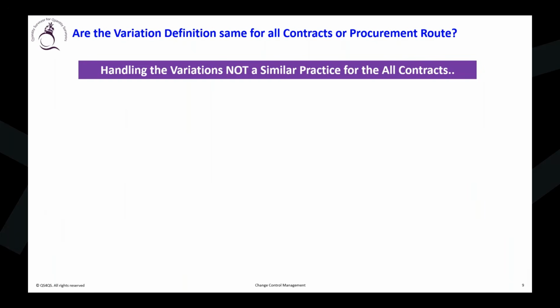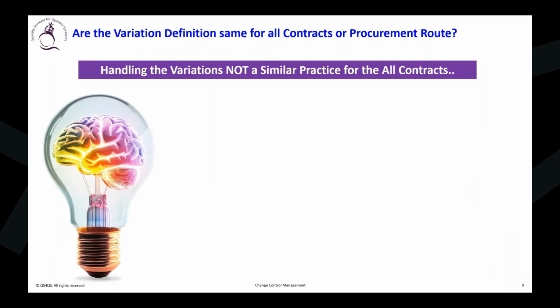Then the experts will say, no, this is the way you have to follow. So therefore, you should understand that practicing in one contract doesn't mean you know everything about variations. Or practicing with a bespoke contract doesn't mean you know everything about all the contractual provisions. No, you should understand properly. The variation protocol will differ when the type of contract differs.